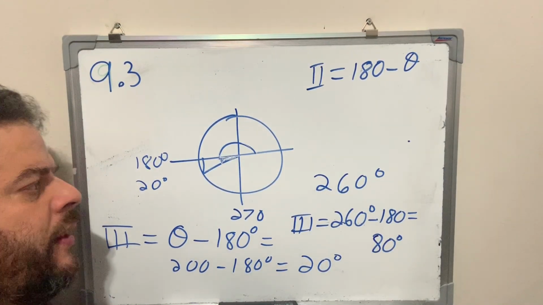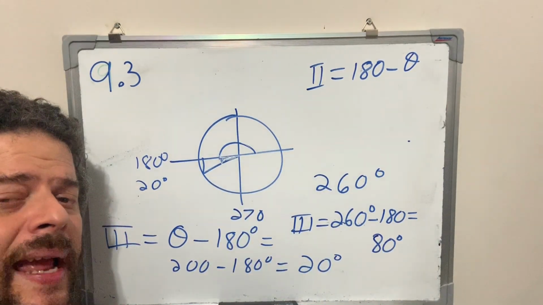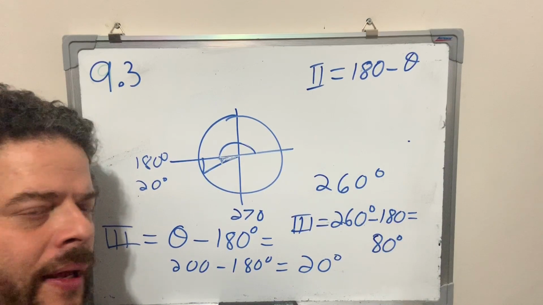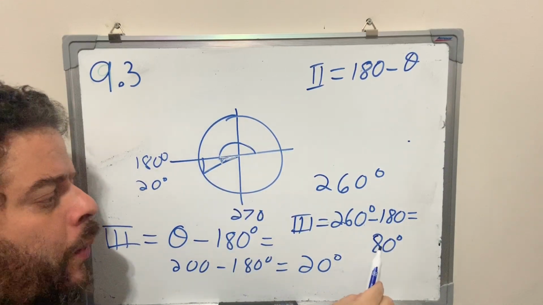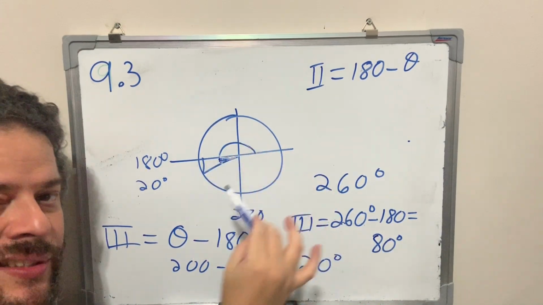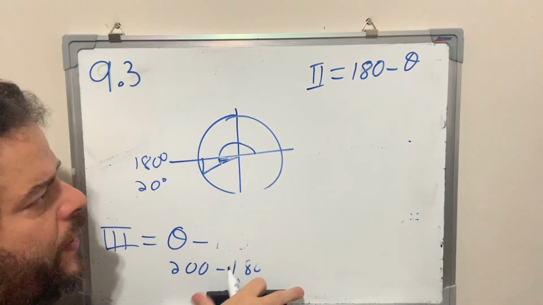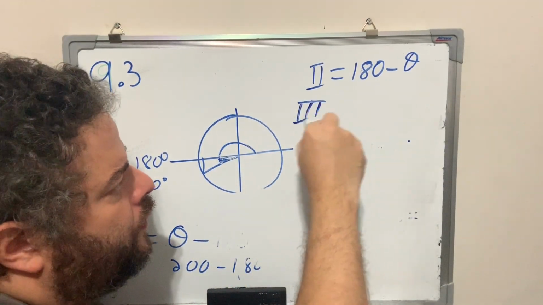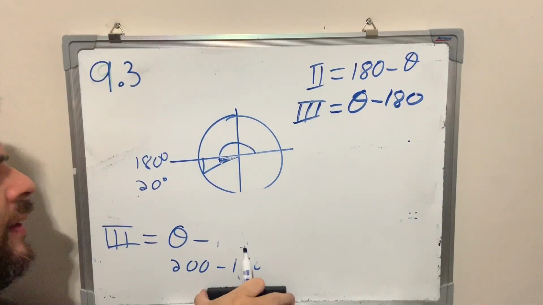So 80 degrees. The reference angle for a 260 degree angle would actually be 80 degrees. And whenever we're working with right triangle trigonometry, we'll be using 80 degrees here instead of 260 degrees. Now, we know that the formula for the third quadrant is the angle minus 180 degrees.